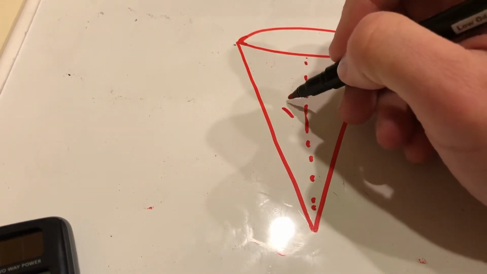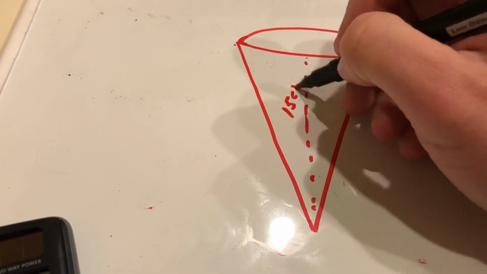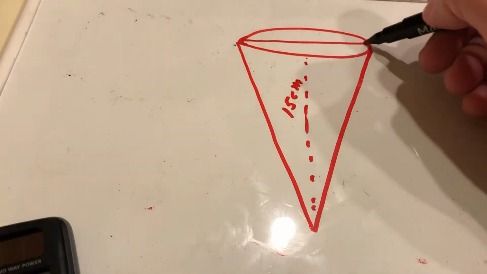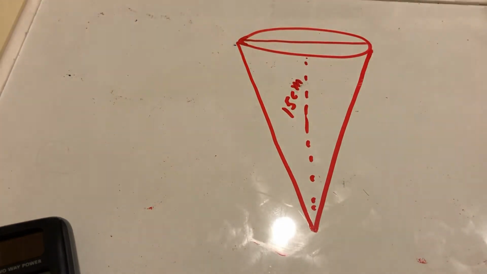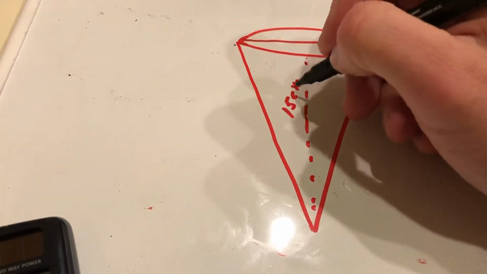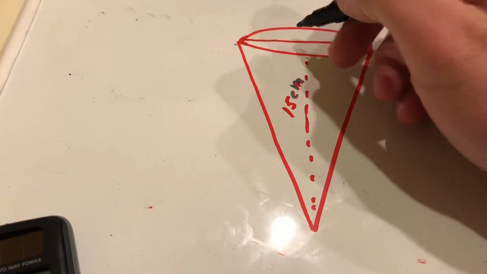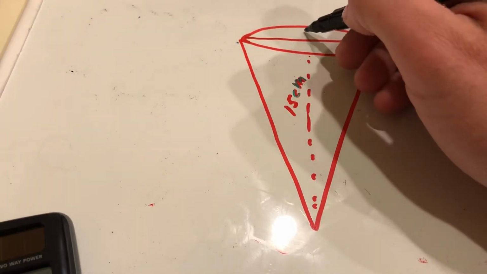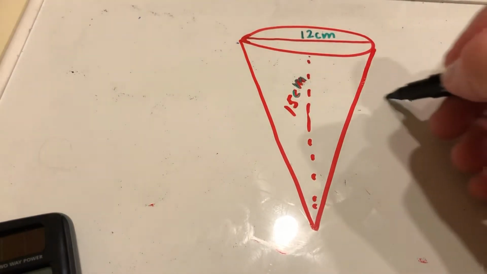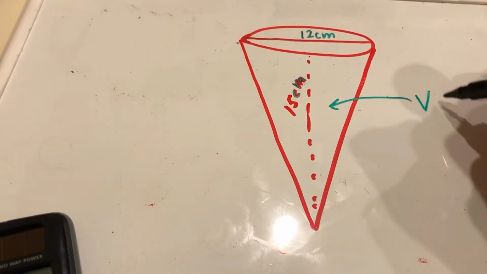They're like 15 centimeters tall, and the distance across, the diameter up here. Let's try green. So 15 centimeters tall, and then across is like 12 centimeters across. How much volume is actually in here?